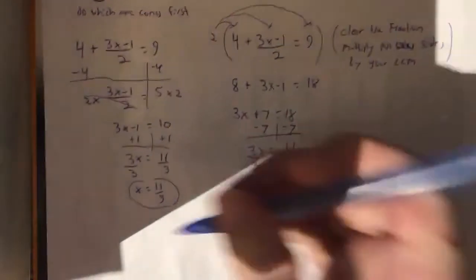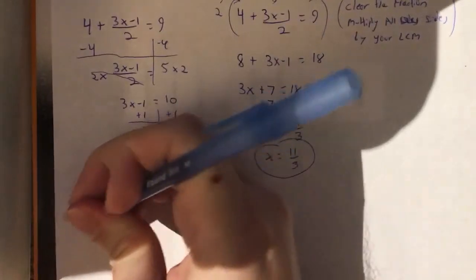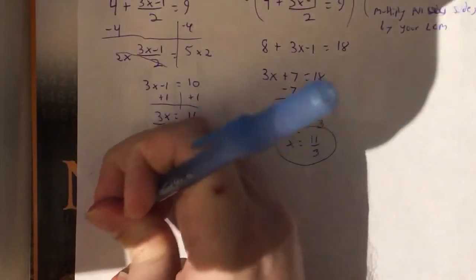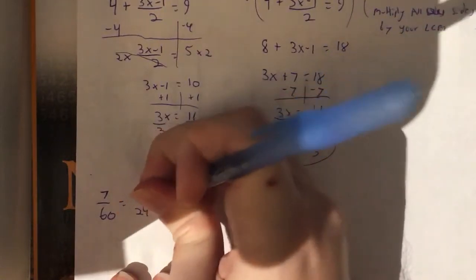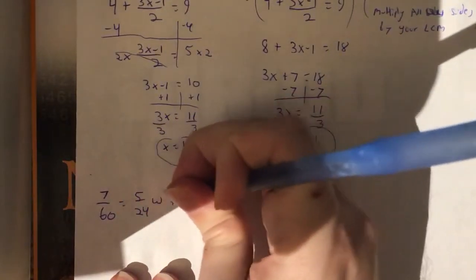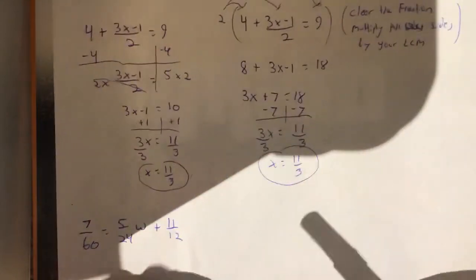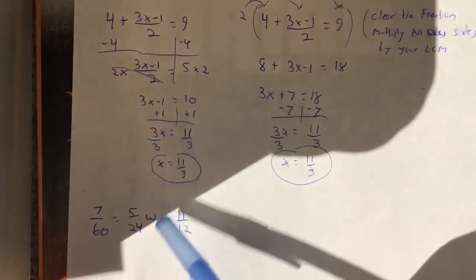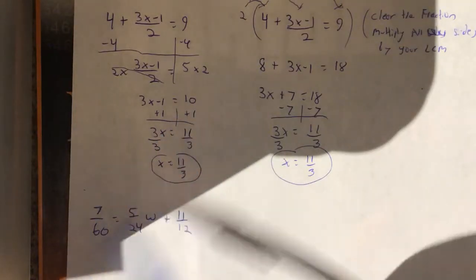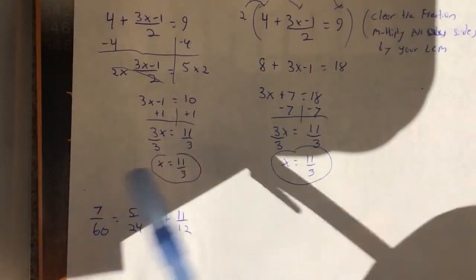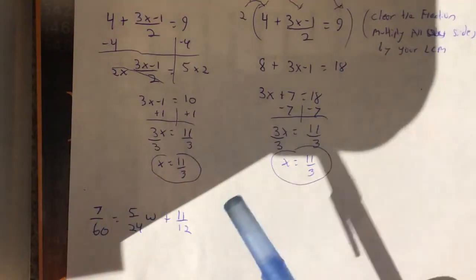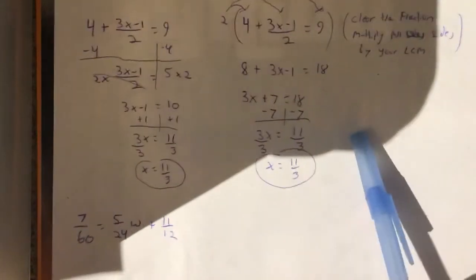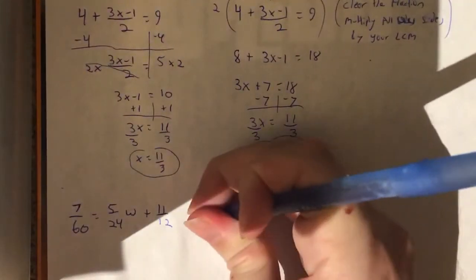multiple fractions. So next one, we have 7 over 60 equals 5 over 24 w plus 11 over 12. I want to solve for w. So we could use method 1 here, minus the 11/12s, but then we have to do all the fractions, common denominator, all that stuff. And it's a little bit of work. You can use your calculator too. But I'm going to use the second way, find the LCM.